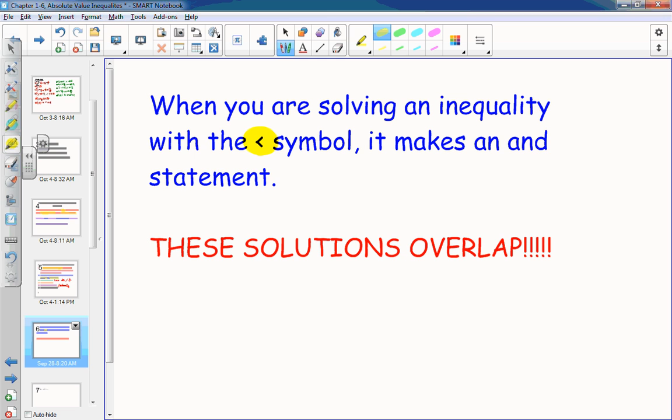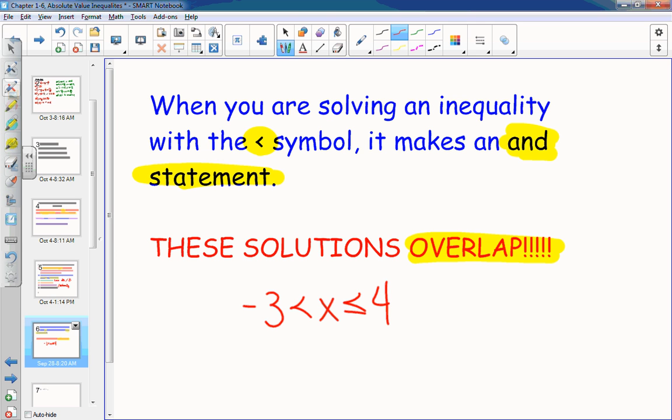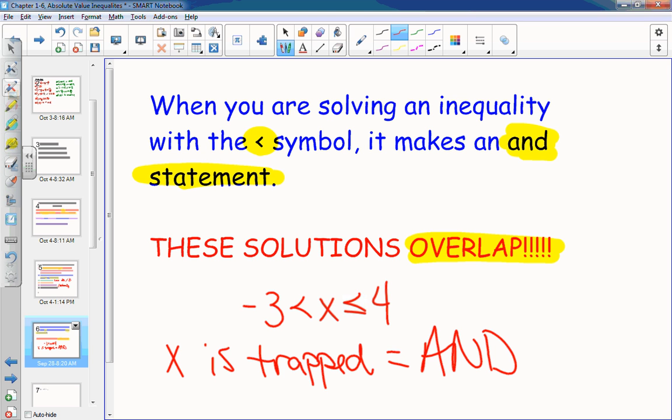Now, when you are solving an inequality with the less than symbol, then this is an and statement. And we know that the and statements have an overlapping graph, okay? A compound inequality, that's an and, looks like something like this. -3 is less than x, which is less than or equal to 4. That's a compound inequality, something that looks like this where x is trapped. That's an and statement. Okay? Now, an or statement is going to be used whenever it's greater than.